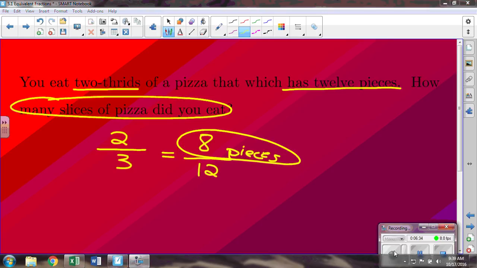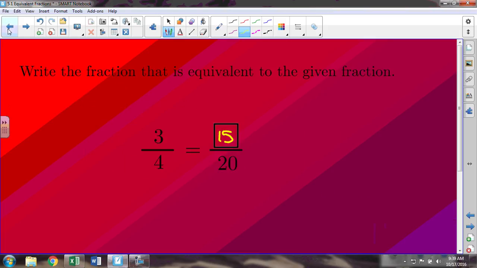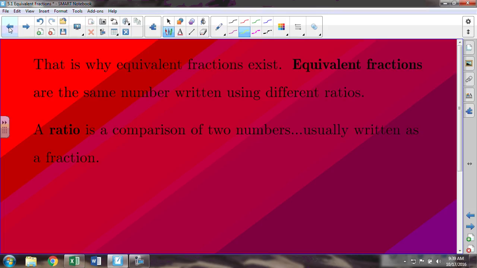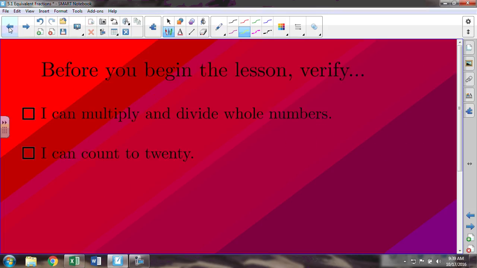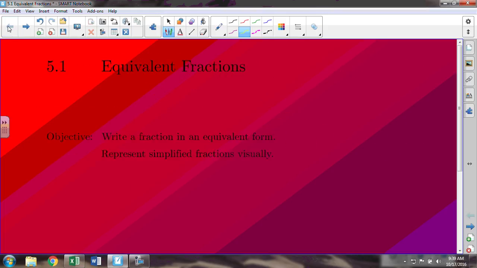And that's all that we needed. We were able to accomplish all of our objectives. In looking at these, we know that we can write fractions in their equivalent form. It's just based on multiplication. And we also saw how we could write out fractions using a visual model.